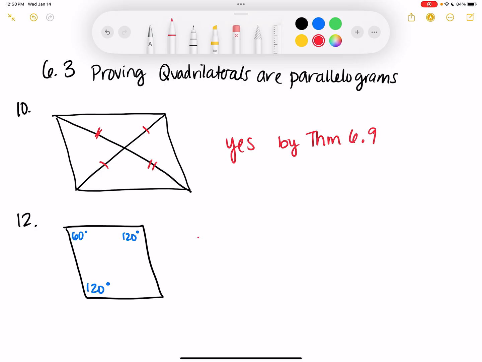So I'm going to say yes by theorem 6.8, I think was the number. Yes. And then I'm just going to mathematically show 60 plus 120 equals 180. So that way I know that it's supplementary.